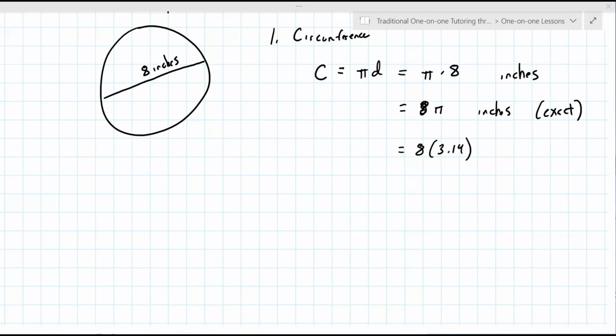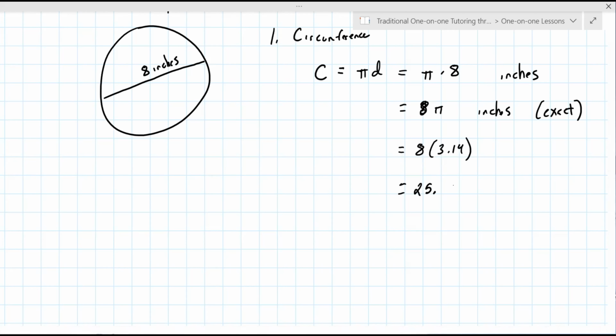What is the final answer? Yep, I know what the final answer is. 8 times 3.14. I know what it is. It is 25 point 22. Nope, that's not correct. Try again.